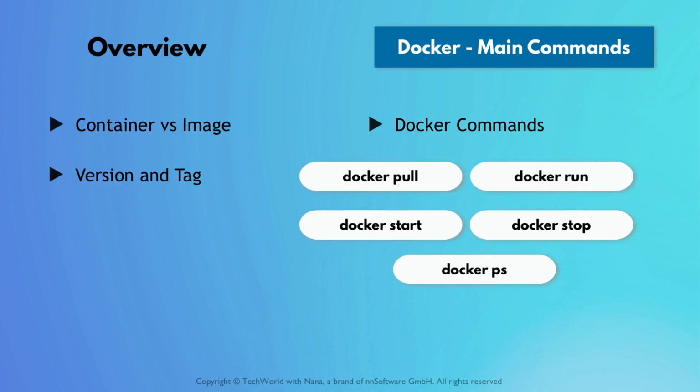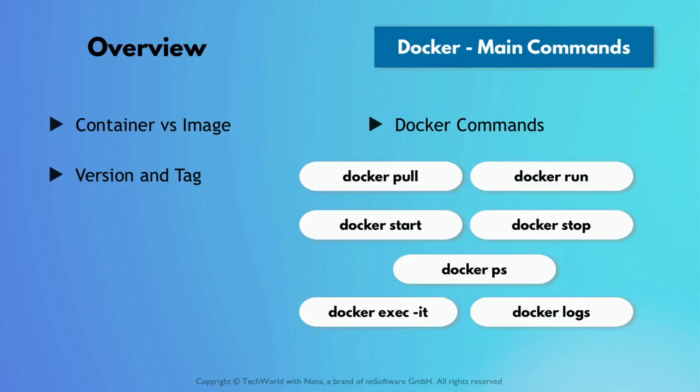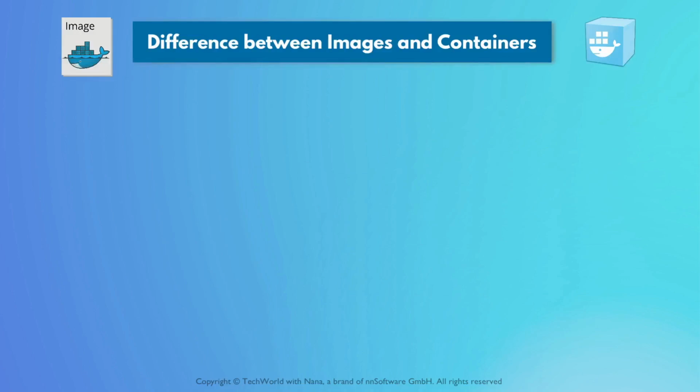Commands that will be enough to pull an image locally, to start a container, to configure a container, and even debug the container. So with that said, let's get started. So what is the difference between container and image? Mostly people use those terms interchangeably, but actually there is a fine difference between the two.